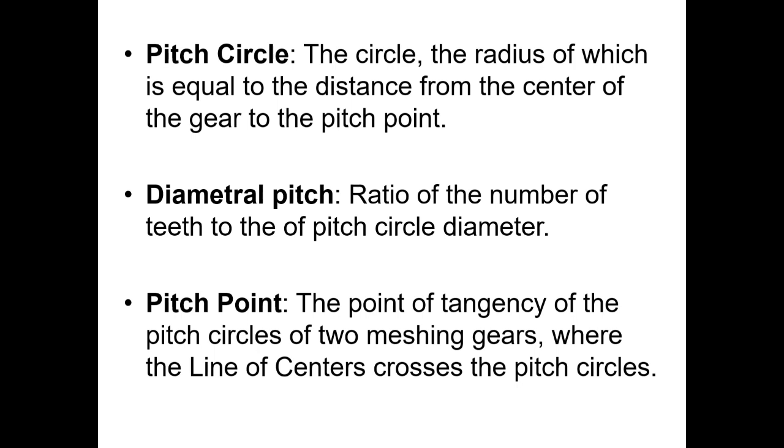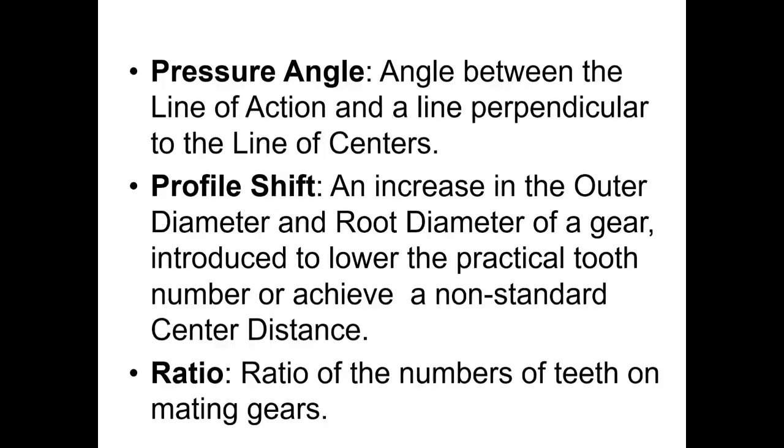Pitch circle: the circle the radius of which is equal to the distance from the center of the gear to the pitch point. Next, diametral pitch: ratio of the number of teeth to the pitch circle diameter. Next, pitch point: the point of tangency of the pitch circles of two meshing gears where the line of centers crosses the pitch circles. Next, let's look at pressure angle and profile shift ratio. Pressure angle: the angle between the line of action and a line perpendicular to the line of centers.